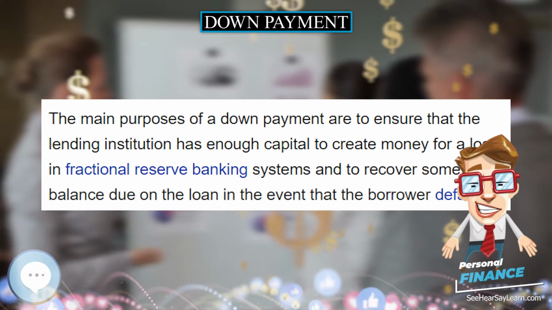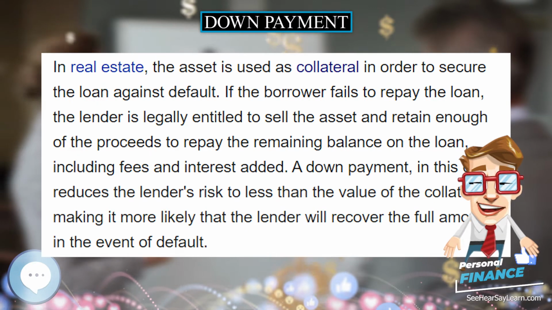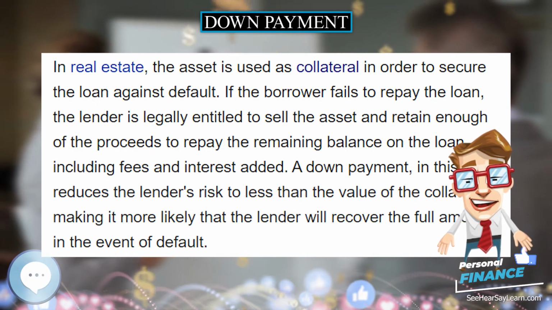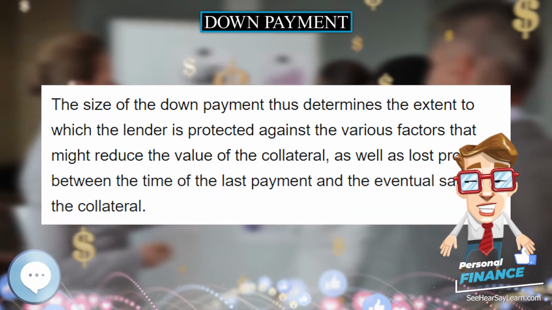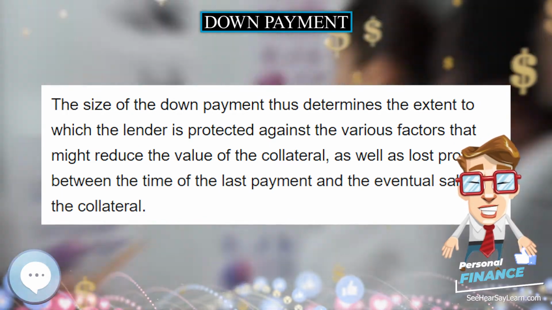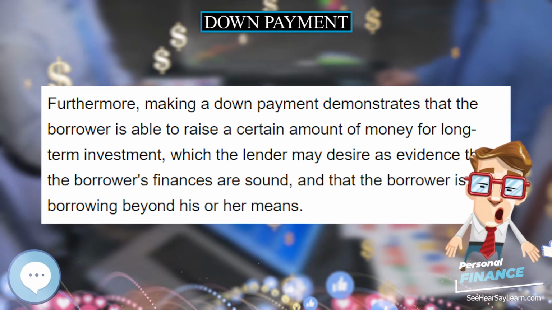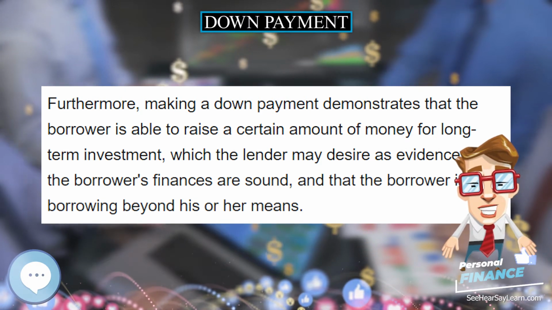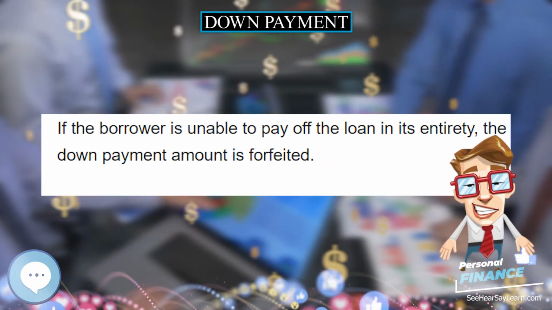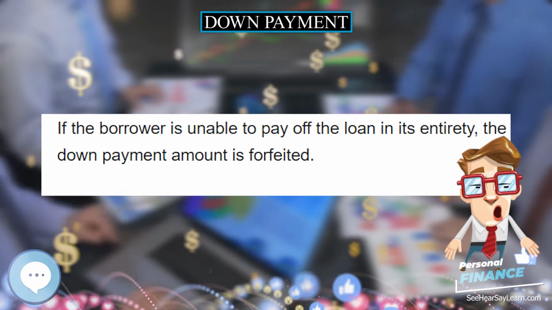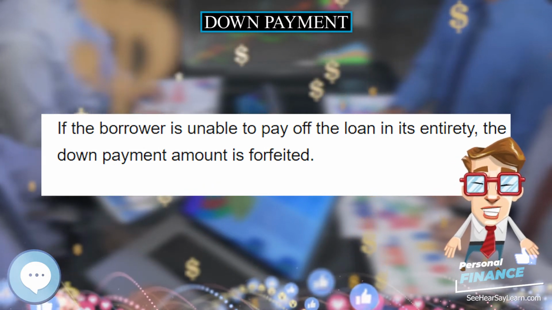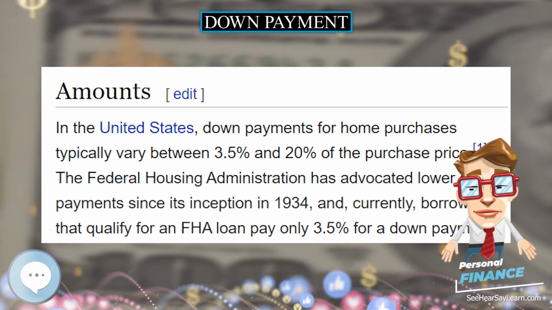Amounts. In the United States, down payments for home purchases typically vary between 3.5% and 20% of the purchase price. The Federal Housing Administration has advocated lower down payments since its inception in 1934, and currently, borrowers that qualify for an FHA loan pay only 3.5% for a down payment.